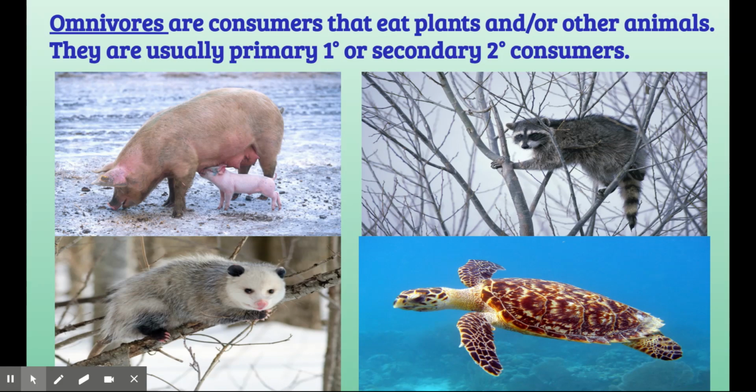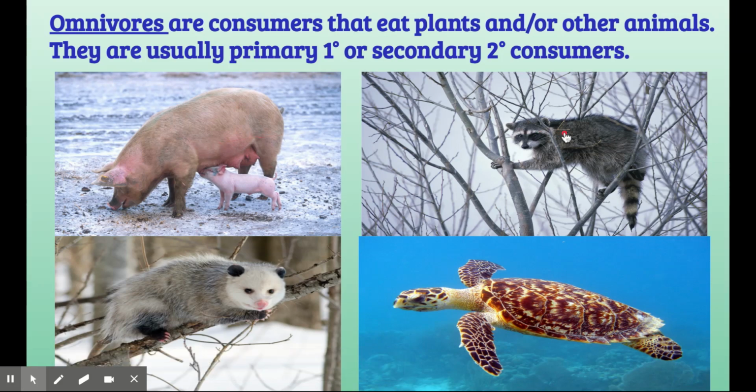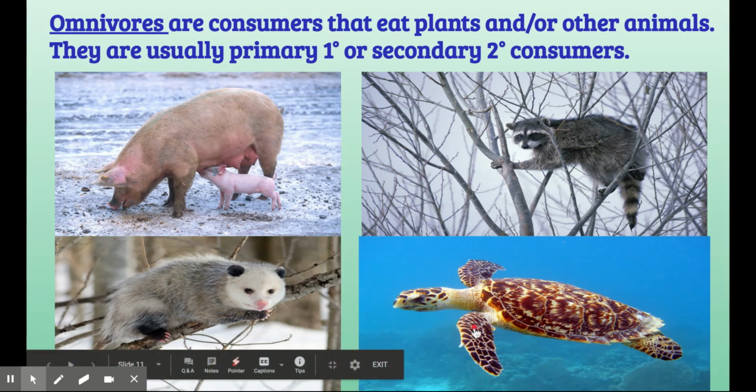So if an organism eats a producer, they're considered primary, right? But if they eat another consumer, that means they're a secondary consumer. So sometimes this pig could be a primary consumer, and sometimes we could call it a secondary consumer. The raccoon can sometimes be considered a primary consumer if it eats plants, or it could be considered a secondary consumer if it eats a fish, because the fish then ate something else. So if it eats a producer, it's primary. If it eats another consumer, it's secondary. Same thing for all of these.